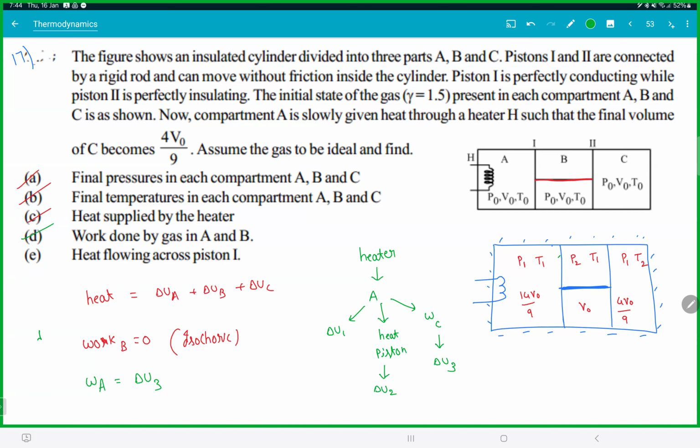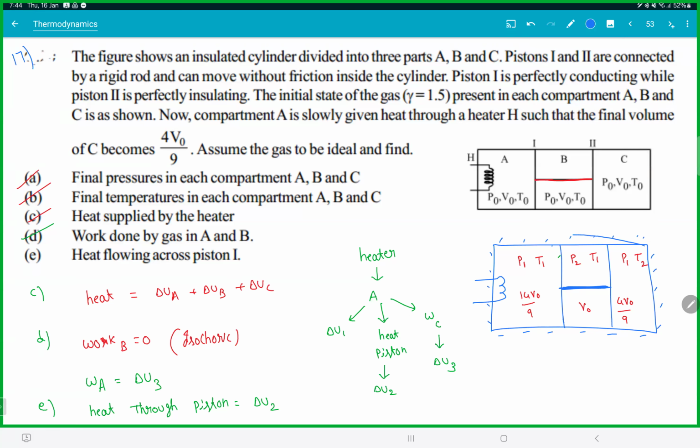What is the heat flowing through the piston? This is your D part. This is your C part. What is E part? Heat flowing through the piston, that is delta U2. Once you know the temperatures, you can find delta U. We get this distribution total. Yeah, you should get total work done 0, no? Total volume is constant, right? Volume didn't change anywhere.